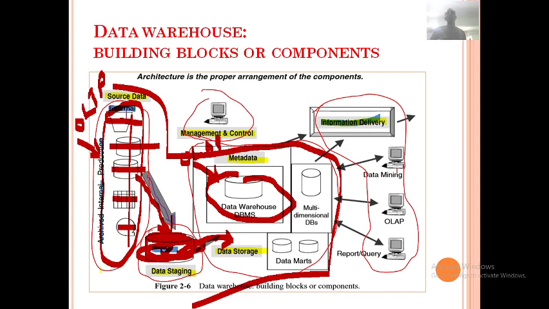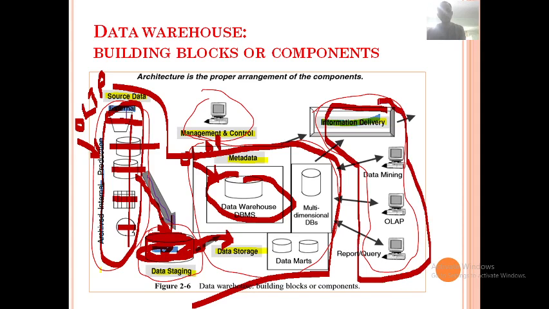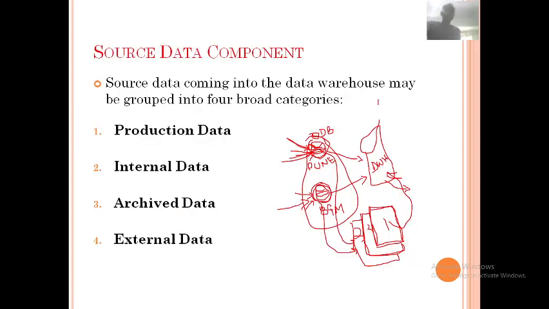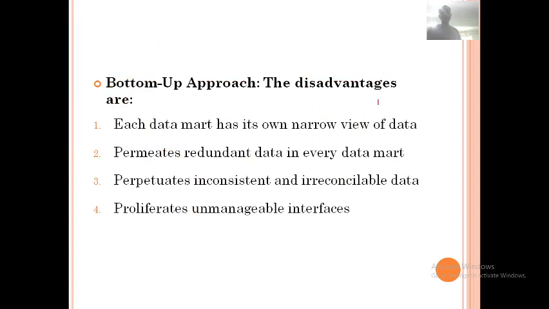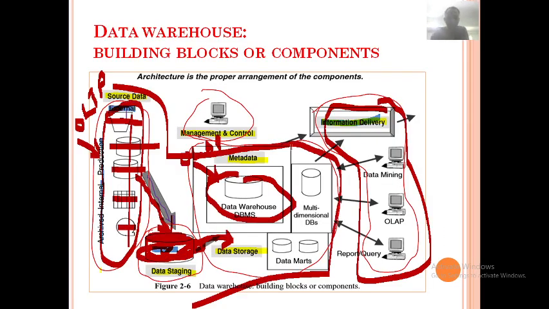These are the various information delivery systems. Got it? Now, next is metadata, as a component, which is the last component. Here in the data warehouse, this is the metadata component.